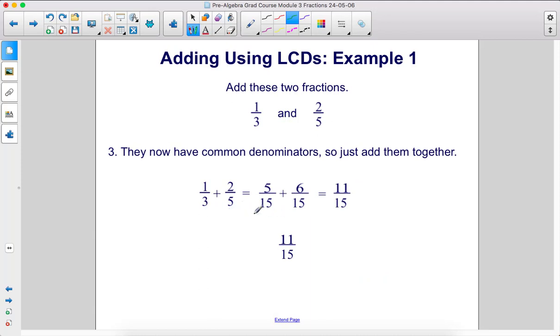These two fractions have now been converted into fractions that have a common denominator. So now we can just add the numerators. 5 plus 6 is 11, and every time we add fractions, we always leave the denominator the same, 15. The answer is 11 over 15. If it were possible to simplify this at this step, we would, but this is in its simplified form.